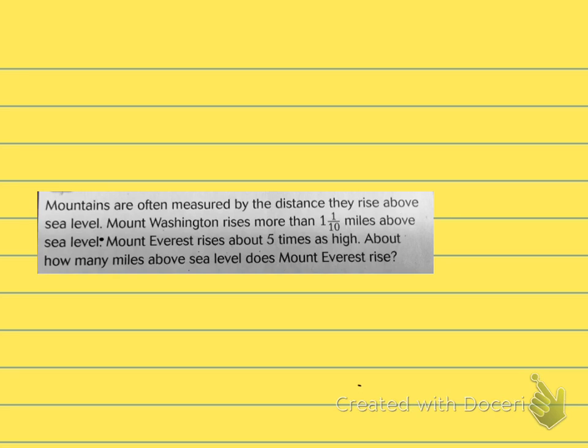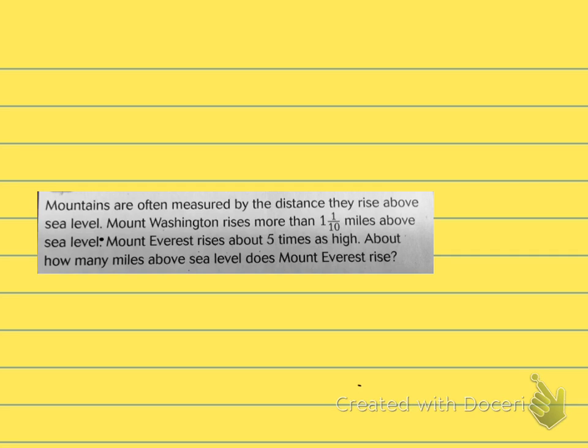All right, so boys and girls, let's go ahead and read it. So it says, mountains are often measured by the distance they rise above sea level. Mount Washington rises more than 1 1/10 miles above sea level. Mount Everest rises about 5 times as high. About how many miles above sea level does Mount Everest rise? All right, good problem. Let's see if we can come up with our answers now.